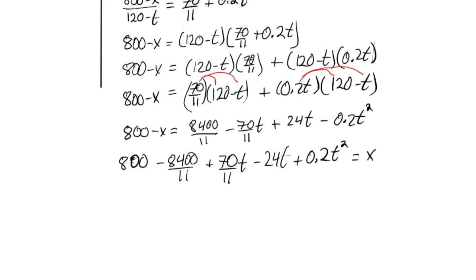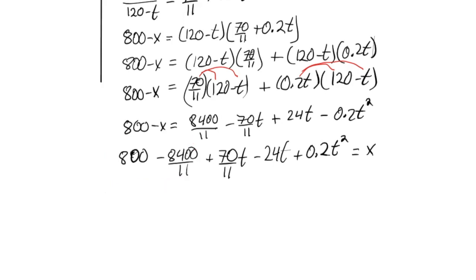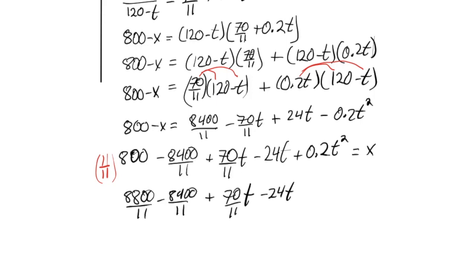I am going to collect one like term, well, two like terms. I'm going to focus on the constant. So I'm going to get this with a common denominator, which means to turn 800 into a denominator of 11, I have to multiply it by 11 over 11. So that makes it 8800 over 11 minus 8400 over 11 plus 70 over 11t minus 24t plus 0.2 t squared equals x. Okay, we're getting close.